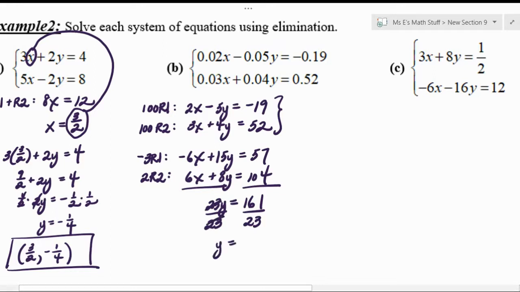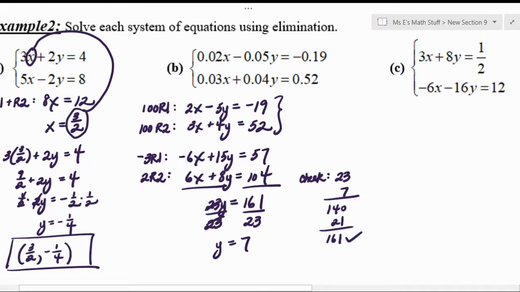And 161 divided by 23 is 7. Let's check that. 23 times 7 would be 140 plus 21, which is 161. There we go. Okay. All right.